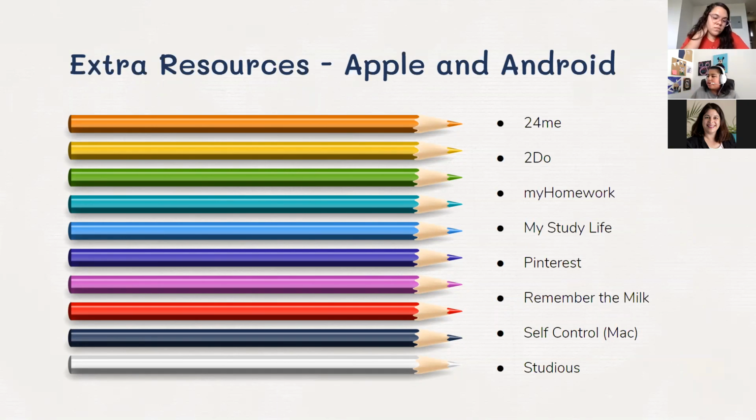These couple ones right here. There's 24 Me, To Do, My Homework, My Study Life, Pinterest. Of course, that'll give you lots of ideas on how to get organized. Remember the Milk, Self-Control, which is on the Mac, and Studious. And then, of course, if you have any more suggestions that you want to put in the chat, definitely do so.